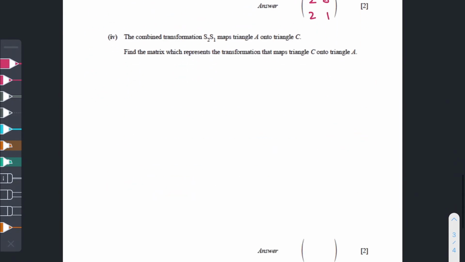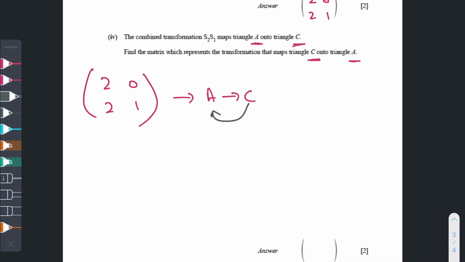The last part of this question says, the combined transformation S2, S1 maps triangle A onto triangle C. Find the matrix which represents the transformation that maps triangle C onto triangle A. That means this transformation matrix 2, 0, 2, 1 maps A to C. Therefore, if you have to go backwards from C to A, you will obviously need to find the inverse of this matrix. In order to find the inverse of this matrix, there are 3 simple steps.